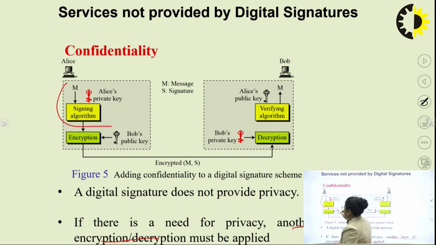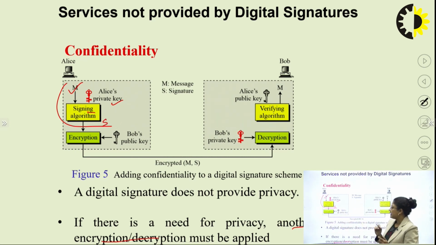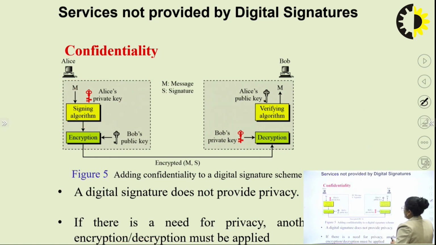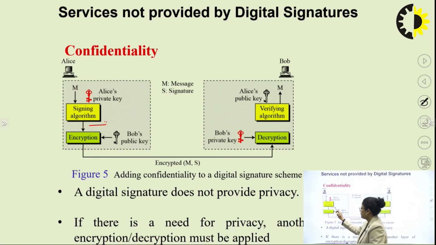This much is the normal digital signature concept. You have the message M. We are signing using the private key of Alice. So we have the message M, and we have the signature that is generated. Now what happens is that the entire thing, before being sent, we want to ensure confidentiality.